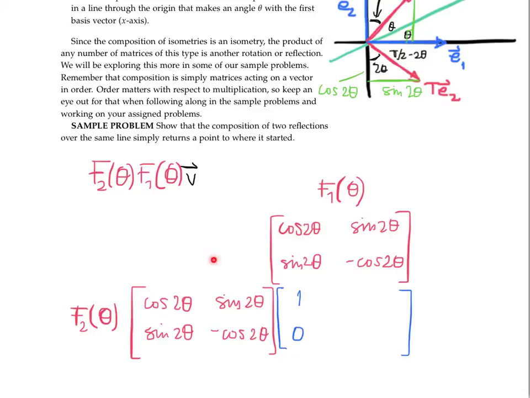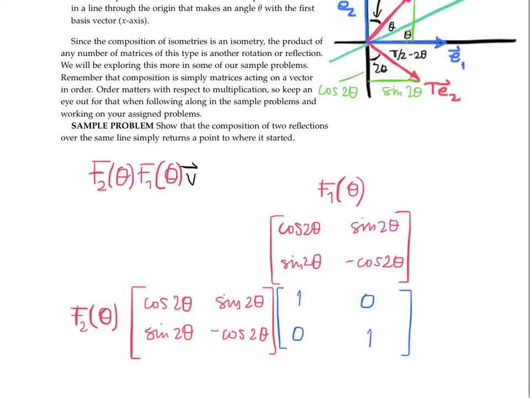Now, let's take a look at this position right here. We have sine 2 theta times cosine 2 theta plus negative cosine 2 theta times sine 2 theta. Again, we have 0 right there. And last but not least, as you might have expected, down in this position we have sine 2 theta times sine 2 theta and minus cosine 2 theta times minus cosine 2 theta. Again, we have sine squared 2 theta plus cosine squared 2 theta. Trig identity, 1. And note that the result of our composition of two reflections is the identity matrix.